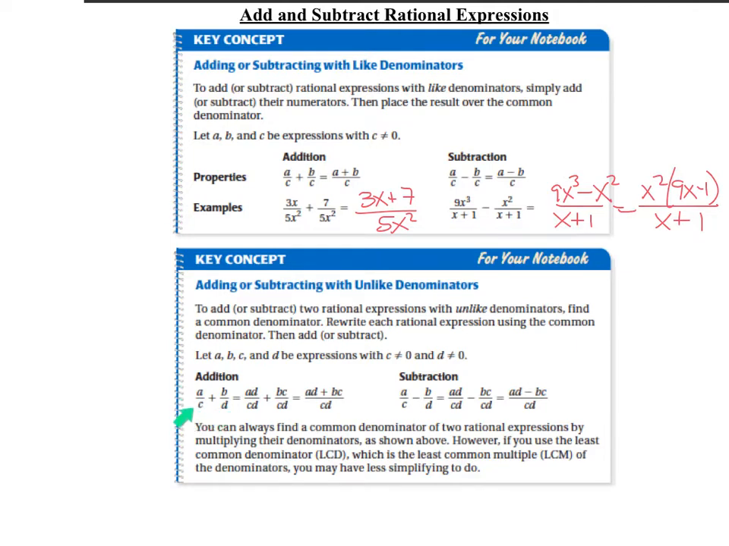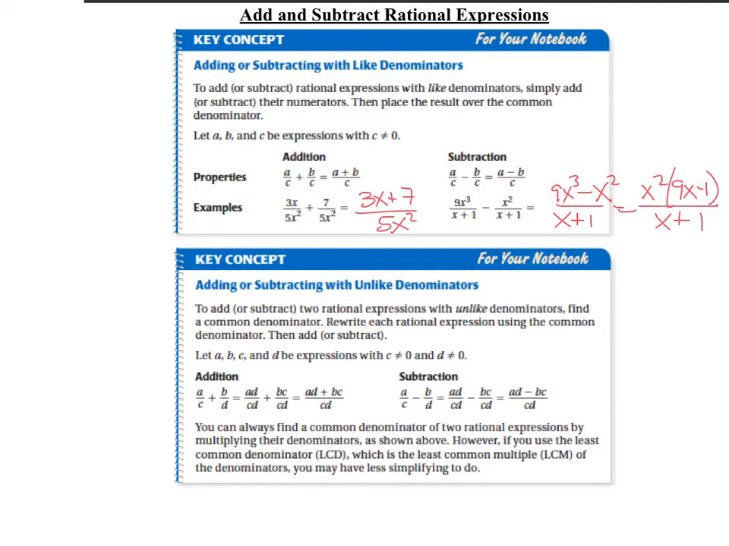So we take the first fraction times d over d and get ad over cd. For this one, we'd multiply by c over c, we get bc over cd. We combine the numerators and we have ad plus bc all over cd. Same thing for subtraction, find the common denominator, multiply each fraction by whatever you need to get the denominators to be the same. Denominator stays the same and you just combine the numerators.